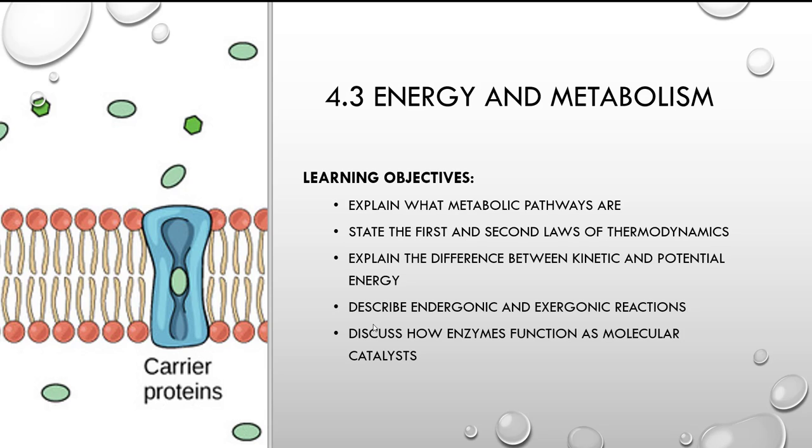what metabolic pathways are, and we're going to again get into a little physics and talk about the first and second laws of thermodynamics. We'll explain the difference between kinetic energy and potential energy, and we'll describe what an endergonic reaction is versus an exergonic reaction, as well as dive into enzymes. Enzymes are basically biological catalysts. Okay, so we'll learn about how they can help speed up reactions in our cells.